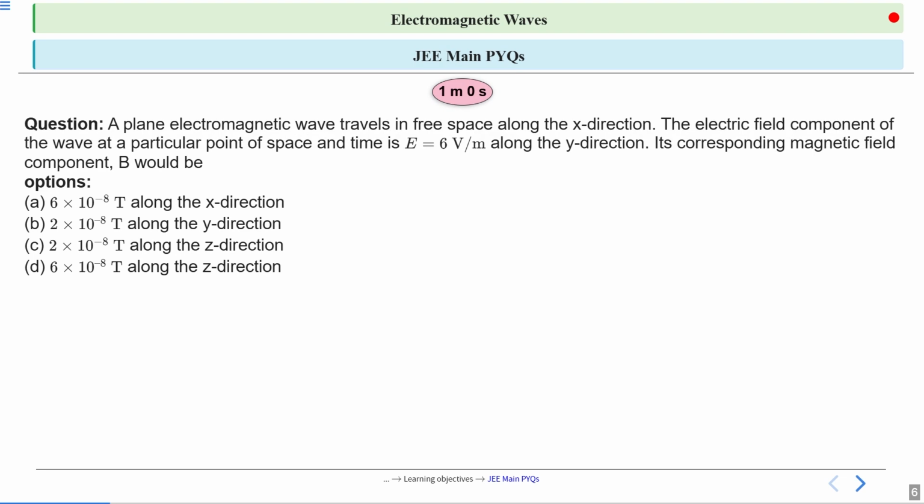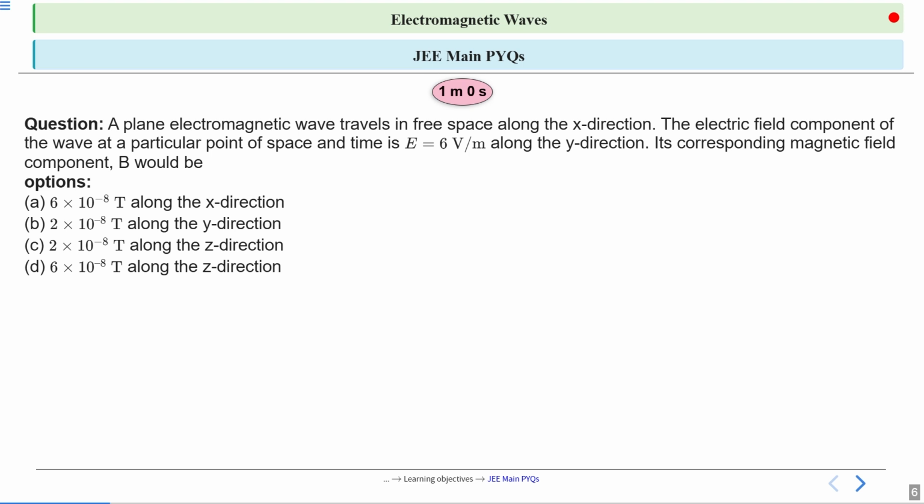Next question: a plane electromagnetic wave travels in free space along the x-axis. So the direction of propagation is given. The electric field component of the wave at a particular point of space and time is 6 volt per meter along the y direction. Its corresponding magnetic field component B would be? So you have to find B. E is given, the direction of propagation is given, and the direction of the electric field is given. So you have to find the magnetic field.